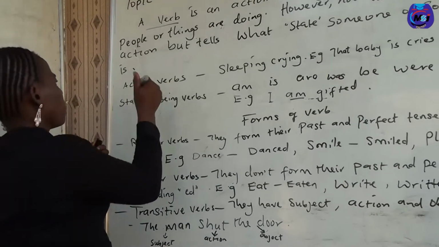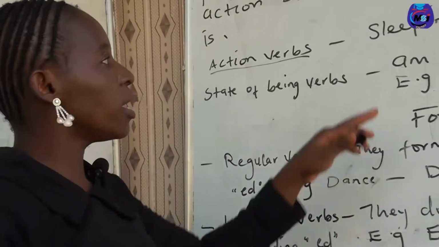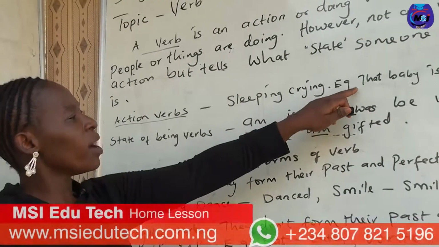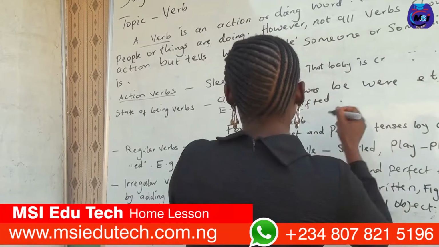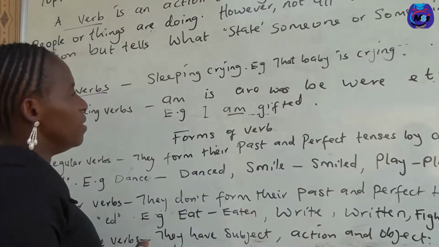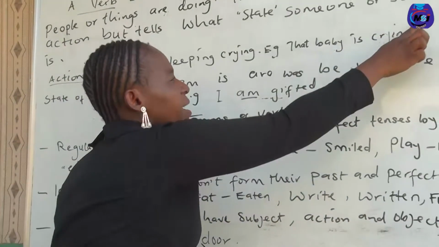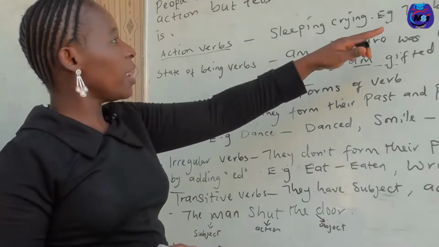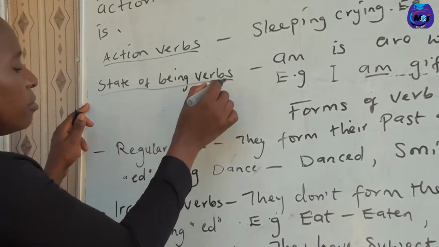Now let's look at this. Action verbs. The verbs that indicate actions. We're looking at sleeping, crying. For example, we have: that baby is crying. That baby is crying. This is action. The action here is what? Crying. Did you get that? I hope you don't cry all the time. Do you? No, you don't. That baby is crying.